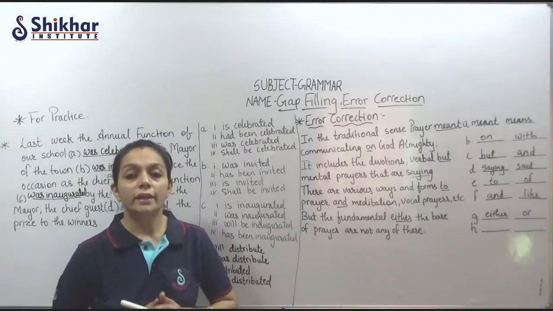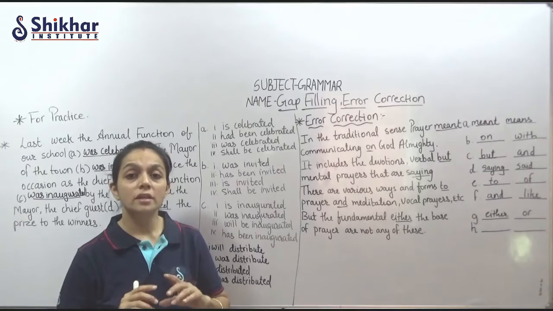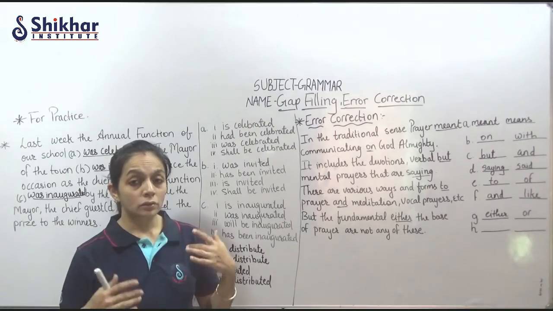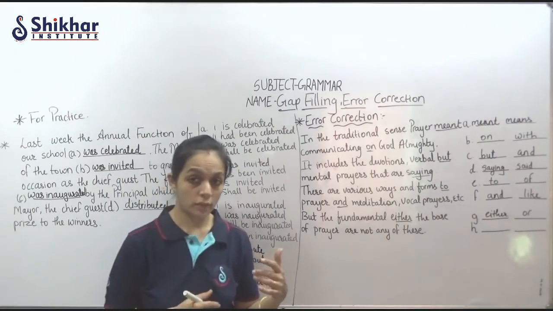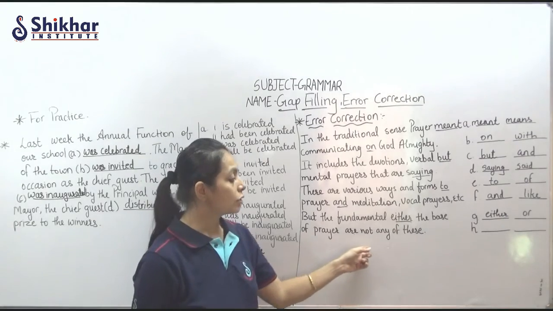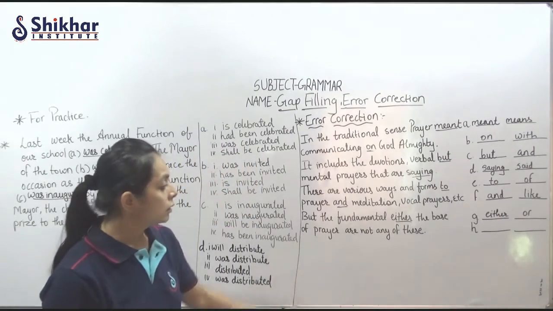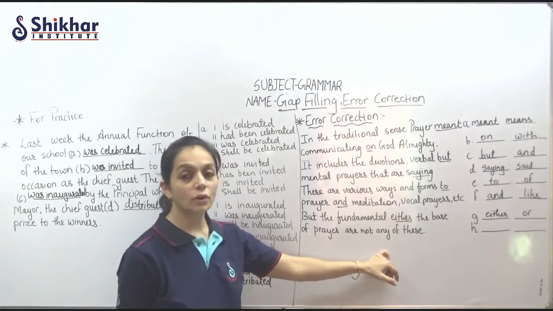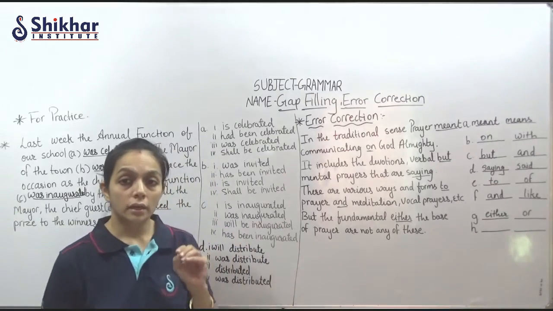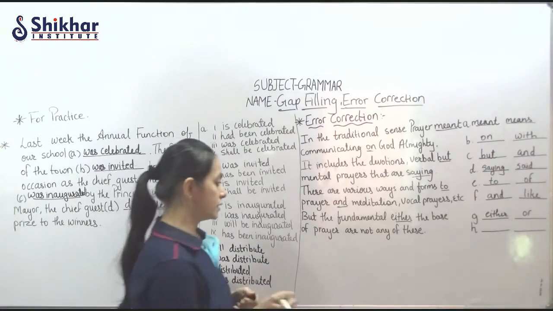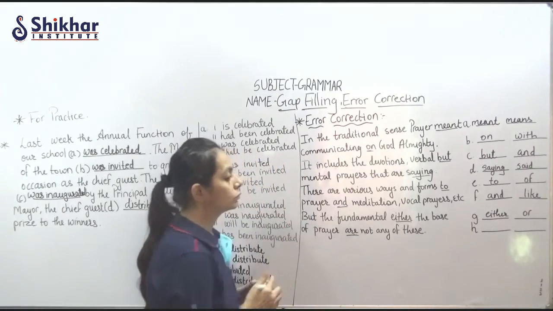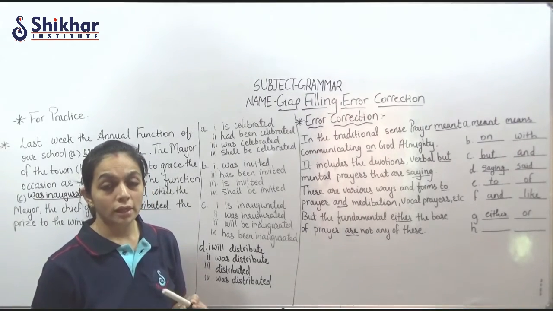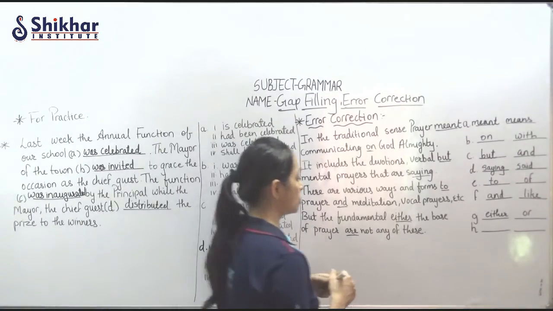See, whenever you are finding the correction, you have to read it twice and thrice, then you should see which word is not fitting in, what the error is. Twice and thrice you will read, you will come to know. But the fundamental or the base of prayer is not any of these. Are is not needed, because it can be any one, fundamental or base, right? So it is not any of them.